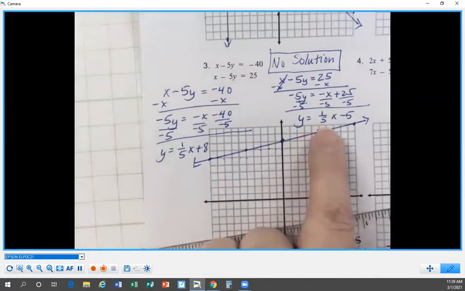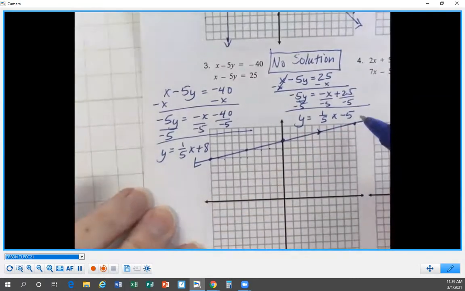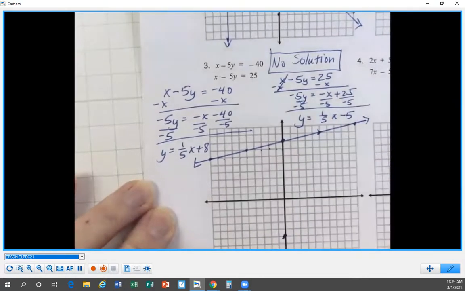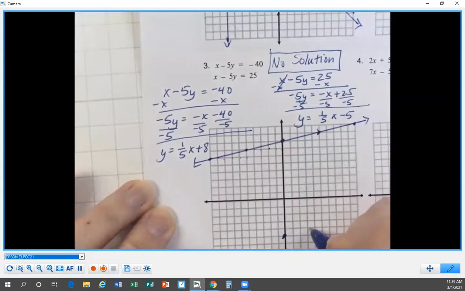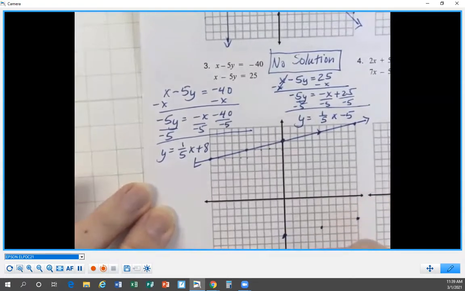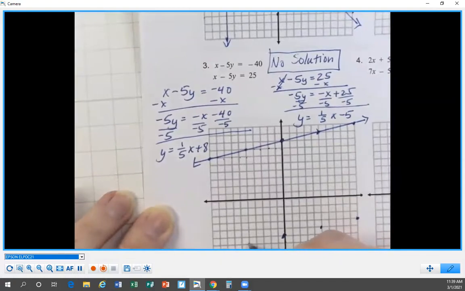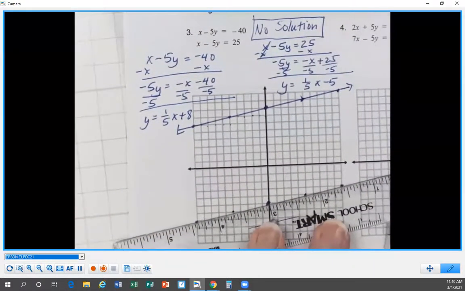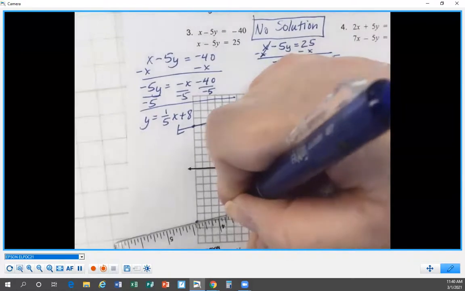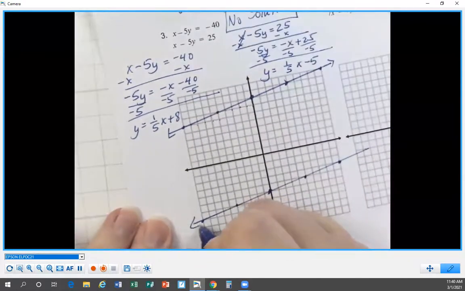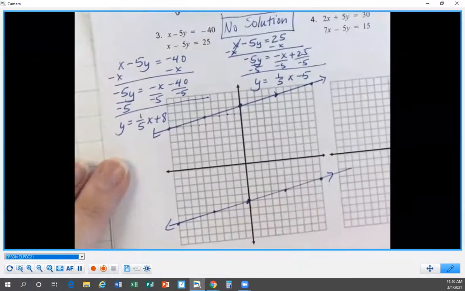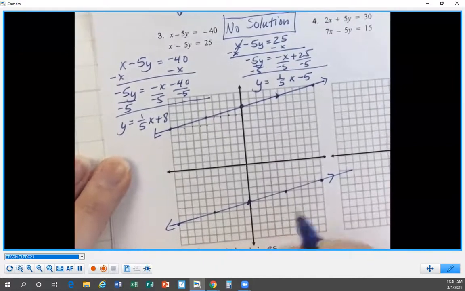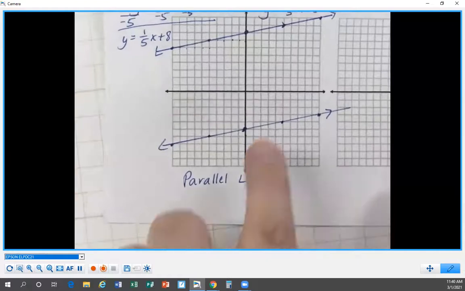Our next line is y equals 1/5 x minus 5. So here we have a y-intercept at negative 5. Again, a slope of positive 1/5, and so we can graph that line. We see that we have parallel lines, so there's no solution, which we already wrote at the top.